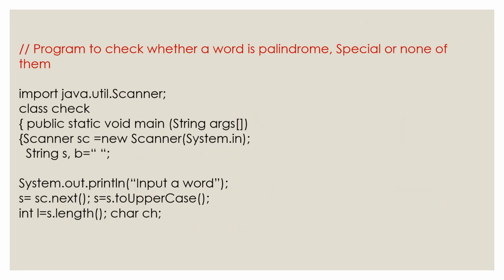So start the program with the proper comment and then import the Java class, public static and scanner class, write in the proper order and give the message and accept a string. Input a word, accept the string. We are just accepting a word. So sc.next, not next line, and convert into uppercase so that case wise difference will not be there, and find the length of the word and declare the variable character ch.